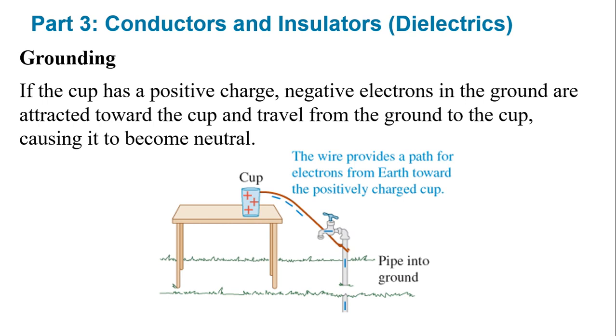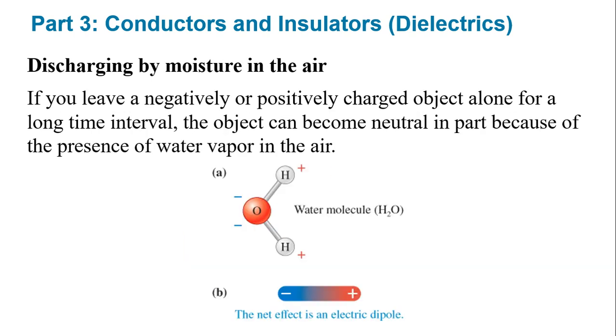So the wire provides a path for electrons from Earth toward the positive charge cup, and your houses are always grounded to prevent that from happening. So you might get a little shock, but if you plug something in, it shouldn't have a buildup of electric charge that would basically kill you. That would be bad, right? So that's grounding. This next one's not as important, I'll just go over it real quick.